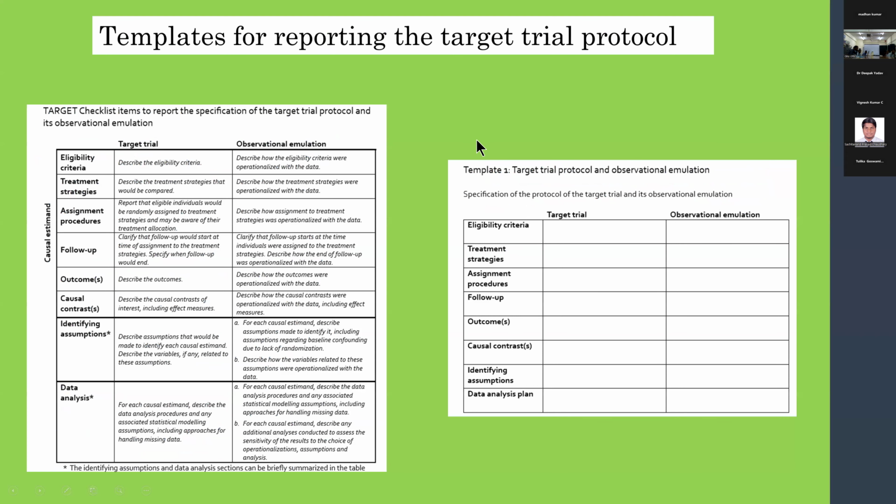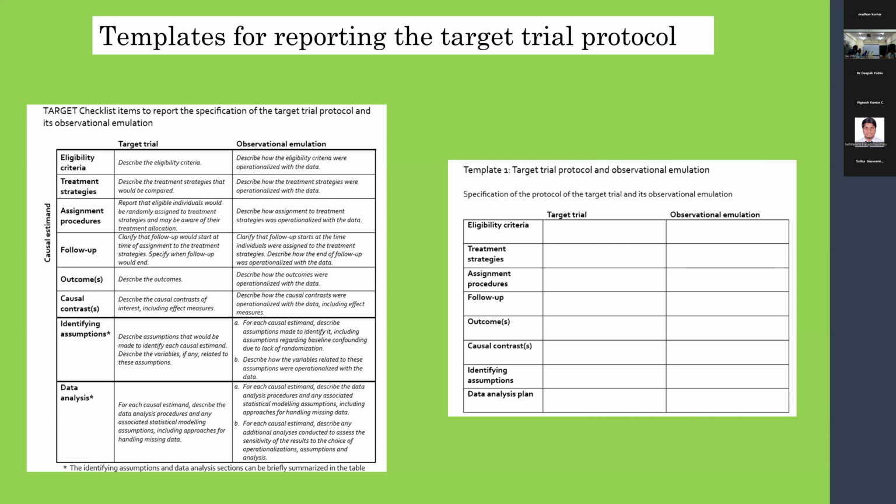Now, in the target checklist, they have given a template. The question is, was the data collected retrospectively? Yes, this is data which is available in a consortium in Michigan. They have got it retrospectively.